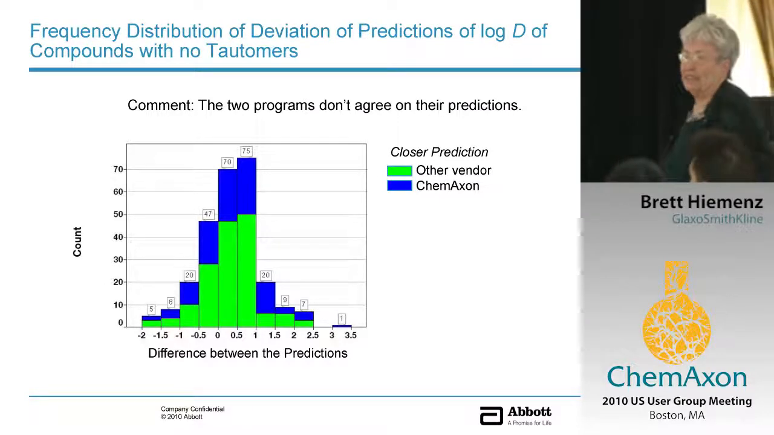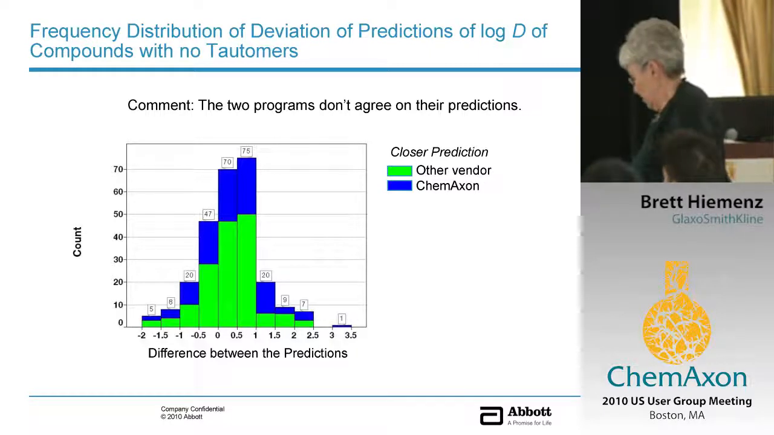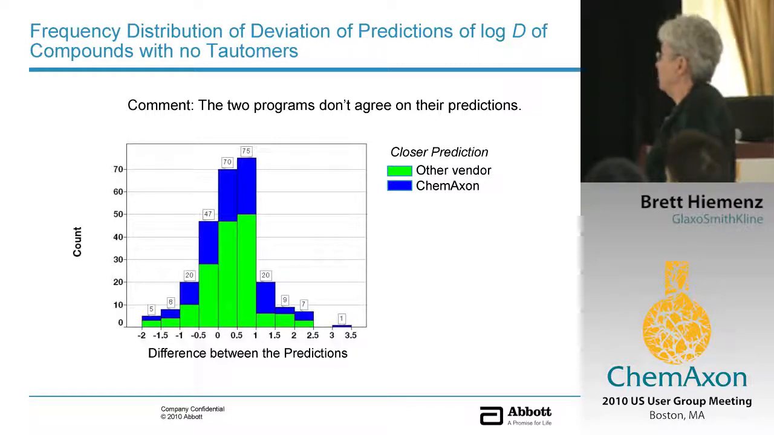And then this is looking at the spread between the predictions. So the difference between the predictions. So most of the time, the difference is only about 1 log unit. But there are some compounds for which the difference is really quite large.